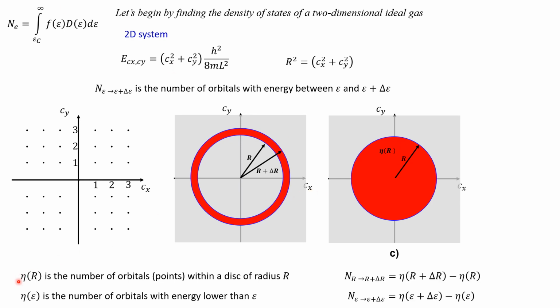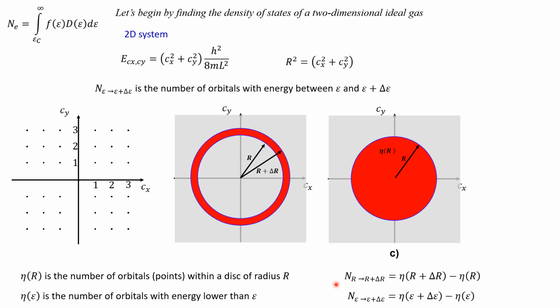And with this definition, the number of orbitals, the number of points inside this ring, which I'm representing as this term here, will be given by the number of orbitals inside the disk of radius r plus delta r minus the number of orbitals inside the disk of radius r. So if we take the number of orbitals inside the larger radius minus the number of orbitals inside the lower radius, we get the number of orbitals between them inside the ring.